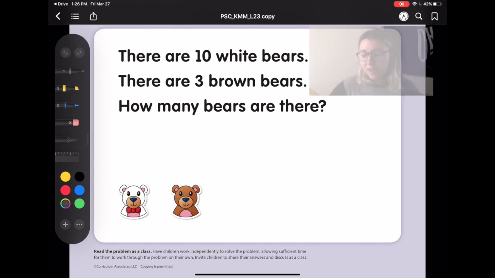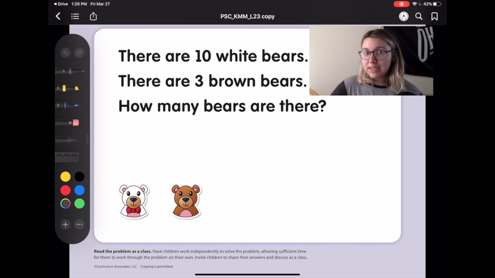So we're going to be looking at this first problem. I'm going to read it to you, we'll work through it together, and the next one I want you guys to try all by yourself. Alright, so let's look at this first one. It says, there are 10 white bears. There are 3 brown bears. How many bears are there?